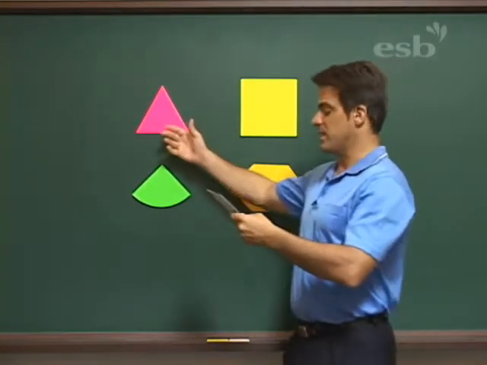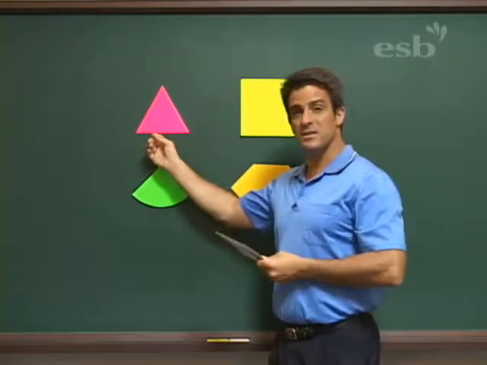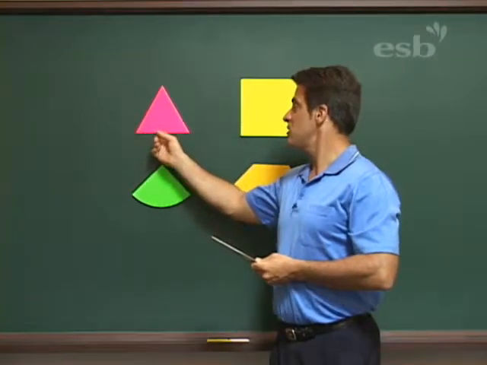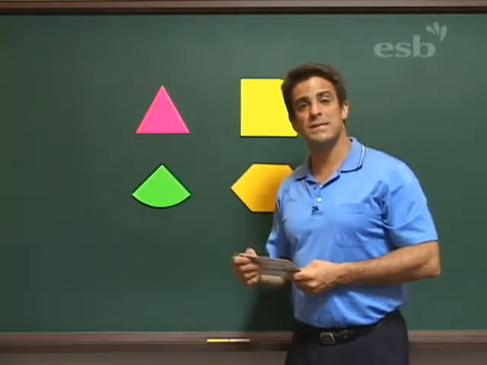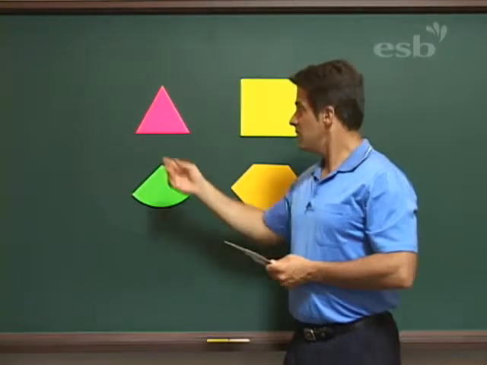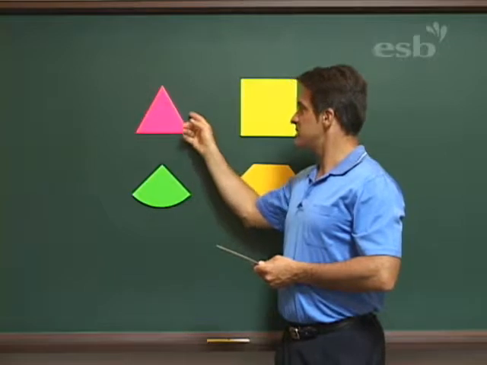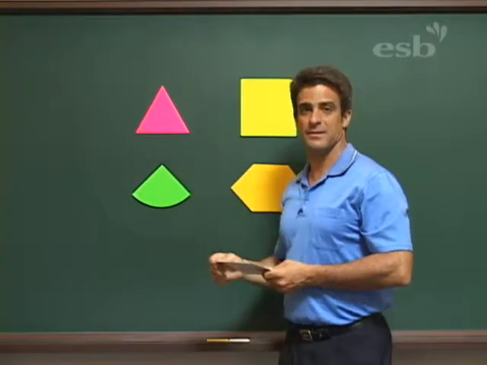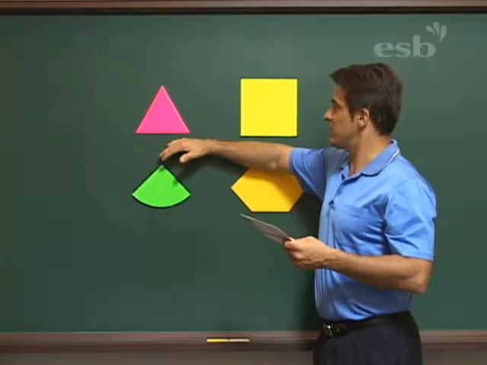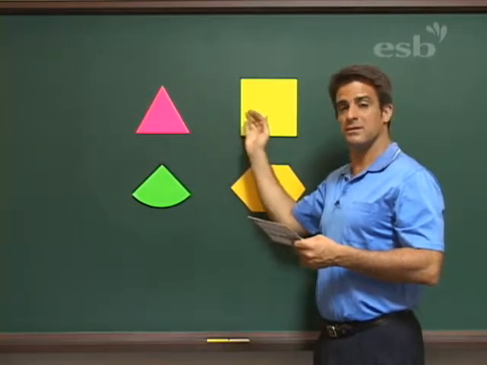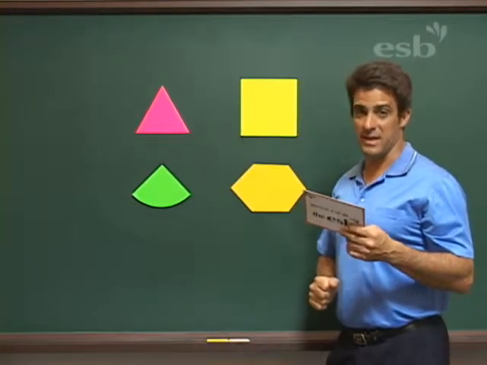Here is another regular shape. This regular shape has 1, 2, 3 sides. Each side is the same length. So we can see the sides of a regular shape are the same length.